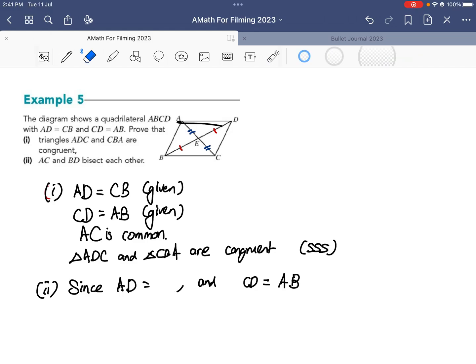AD and CB are equal. My mistake there. AD, CB are equal. CD and AB are equal. When two pairs of opposite sides are equal, we can conclude that ABCD is actually a parallelogram.